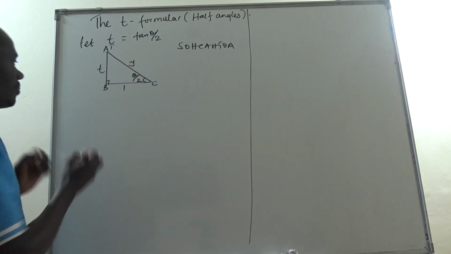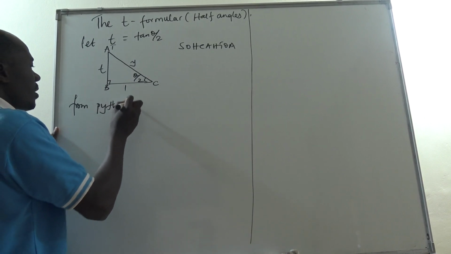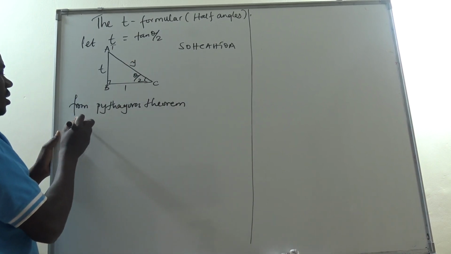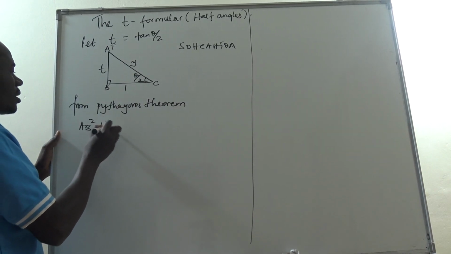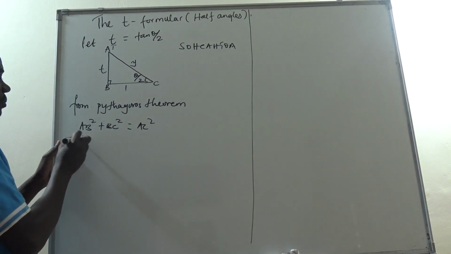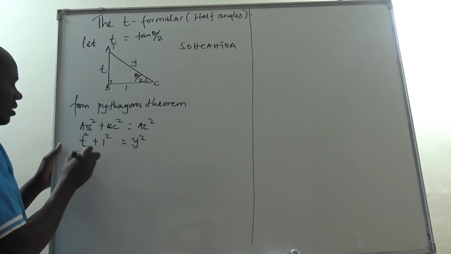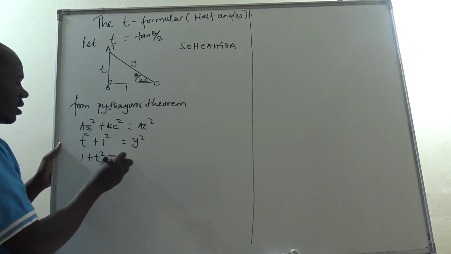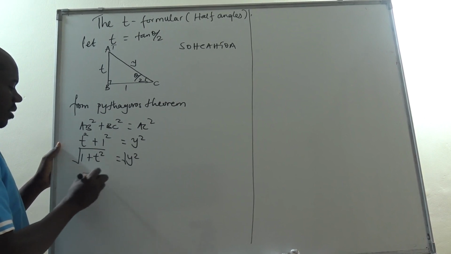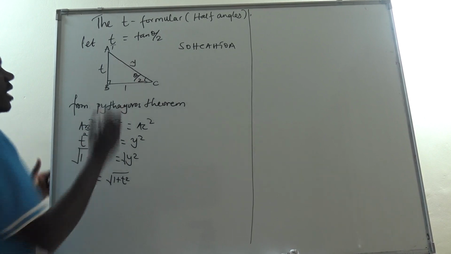From Pythagoras theorem, it says AB squared plus BC squared equals AC squared. We go on, we substitute in the lengths: t squared plus 1 squared equals y squared. We get 1 plus t squared equals y squared. We take the root on both sides. So what is y? Y is root of 1 plus t squared, which is that side there.